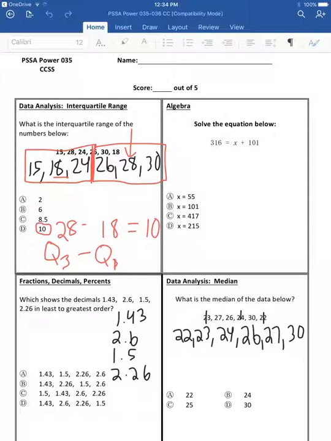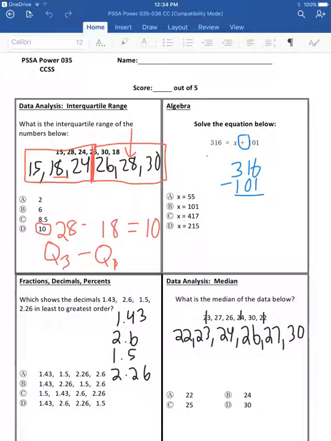Solve the equation below. This equation means 316 equals x plus 101. So 101 plus something equals 316. Now, if you're really good with mental math, I'm sure you could do 101 plus something is 316. But an easier way is to do the opposite. The opposite, inverse, of addition is subtraction. So I'm going to do 316 minus 101.